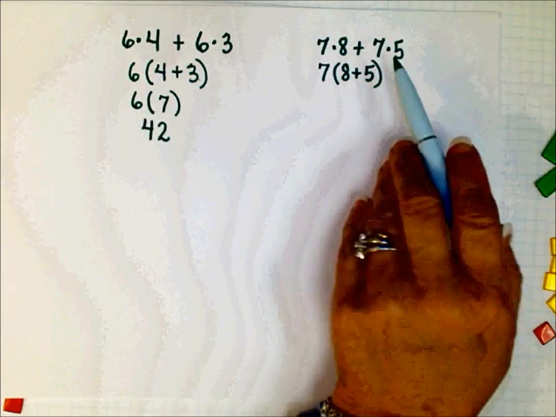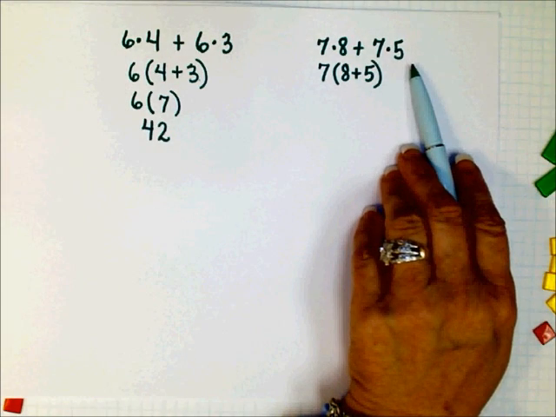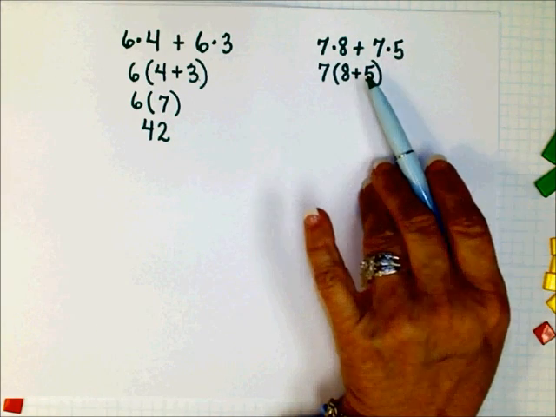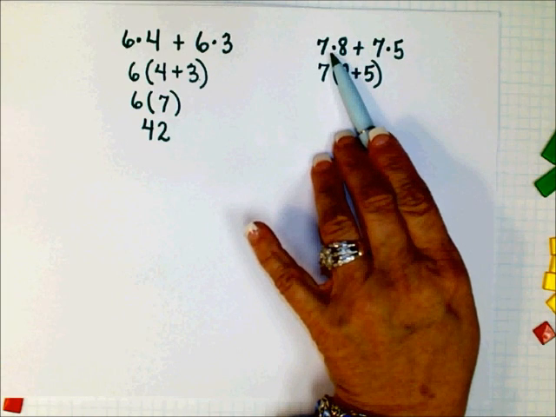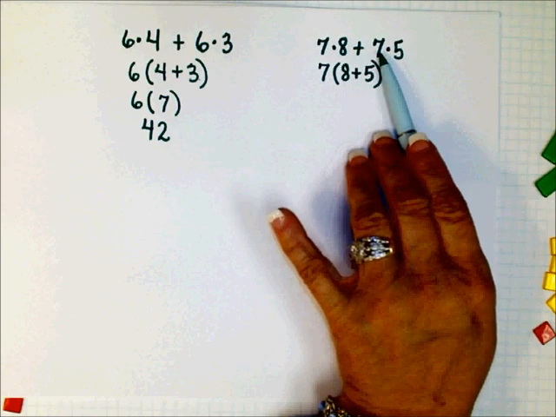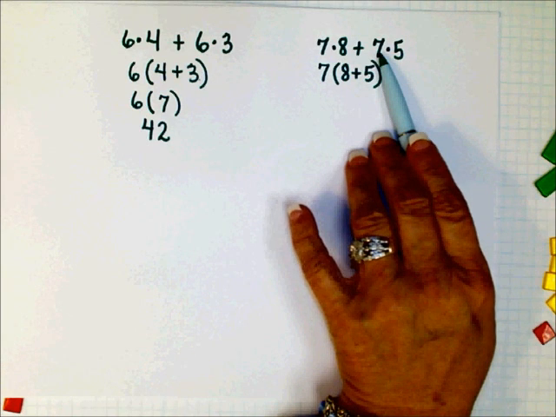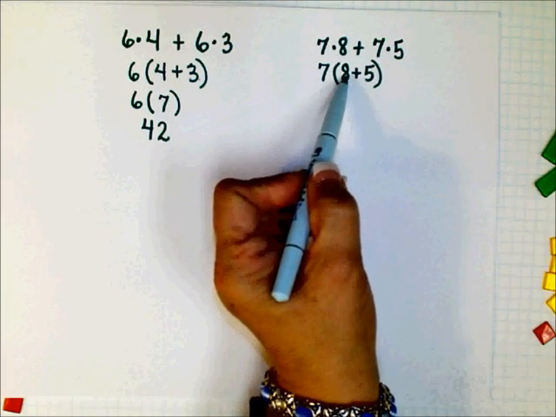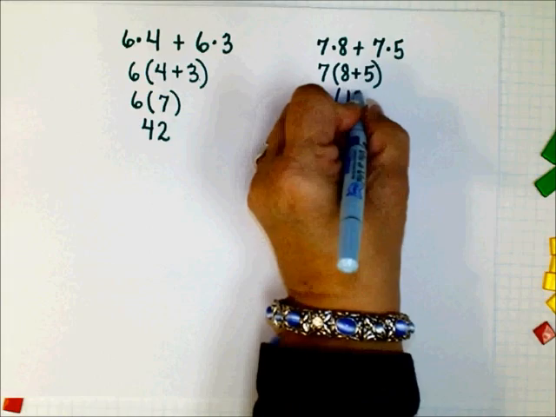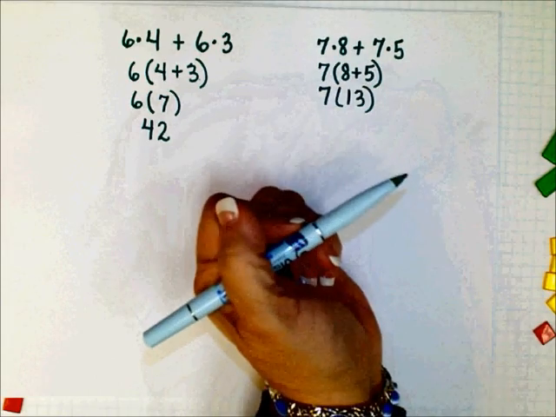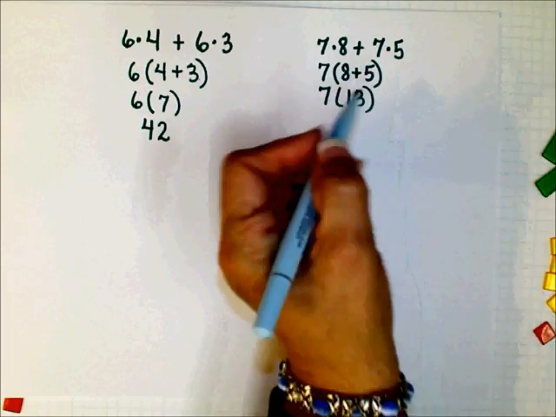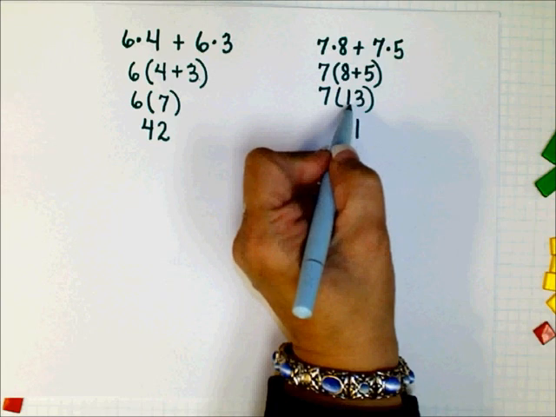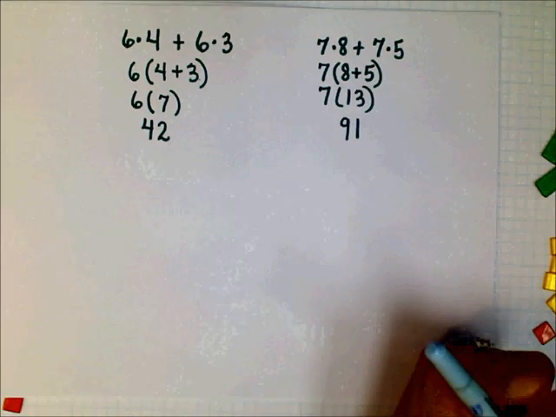Now, in this problem it's a little bit different. It depends on whether or not you like to multiply or are comfortable multiplying or adding. So here you could do 7 times 8 is 56 plus 7 times 5 is 35, and I could add those two products together and get the exact same answer that I would get if I did 8 plus 5 is 13, and then 7 times 13. So 7 times 3 is 21, 7 times 1 is 7, and 2 is 9. So 7 times 13 is 91.